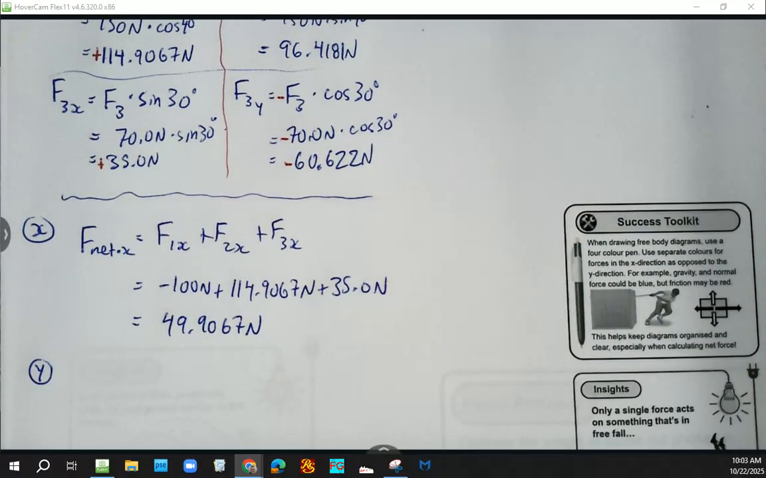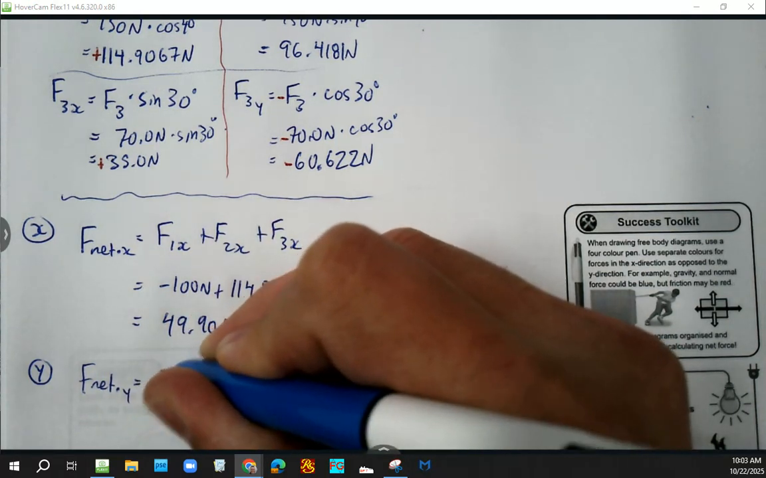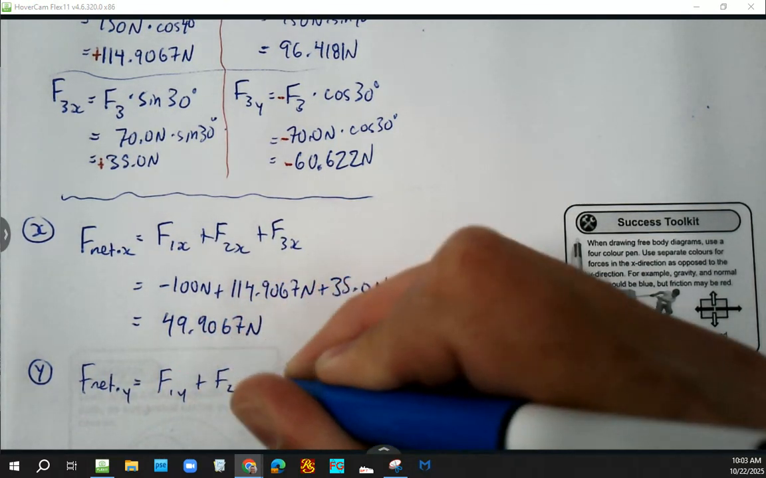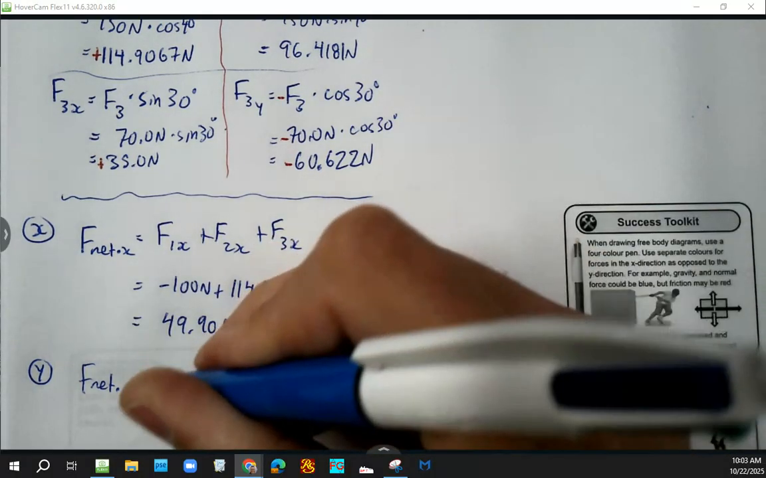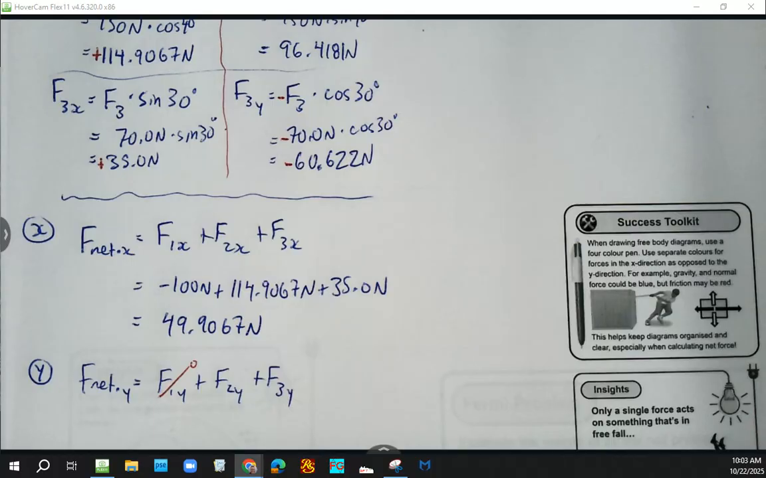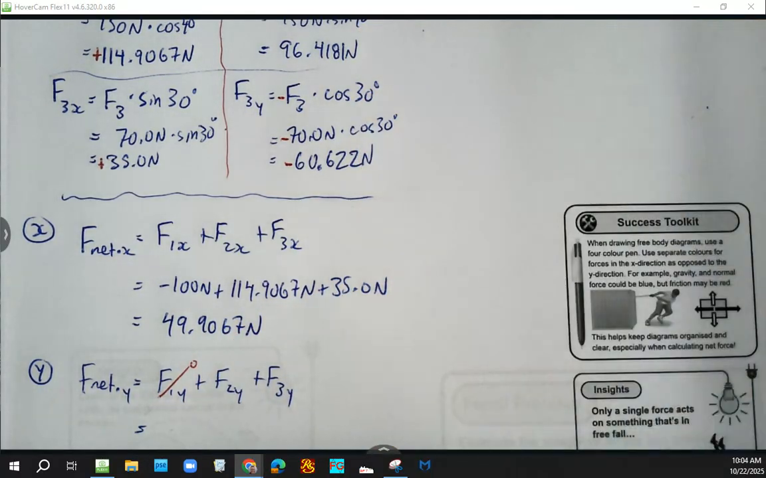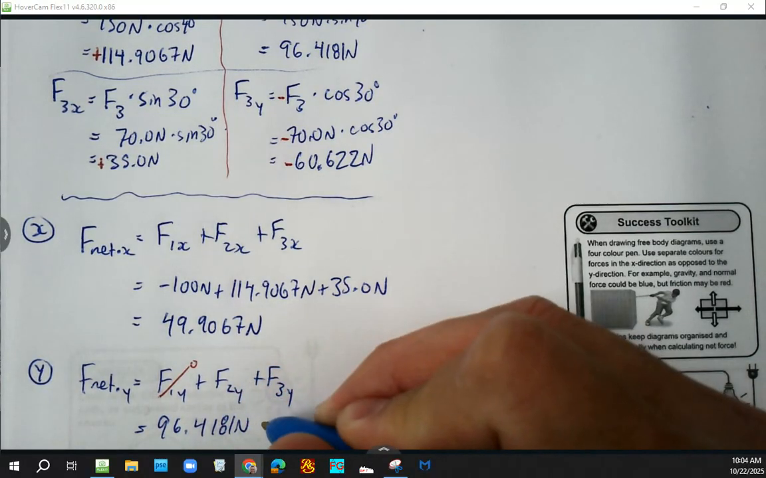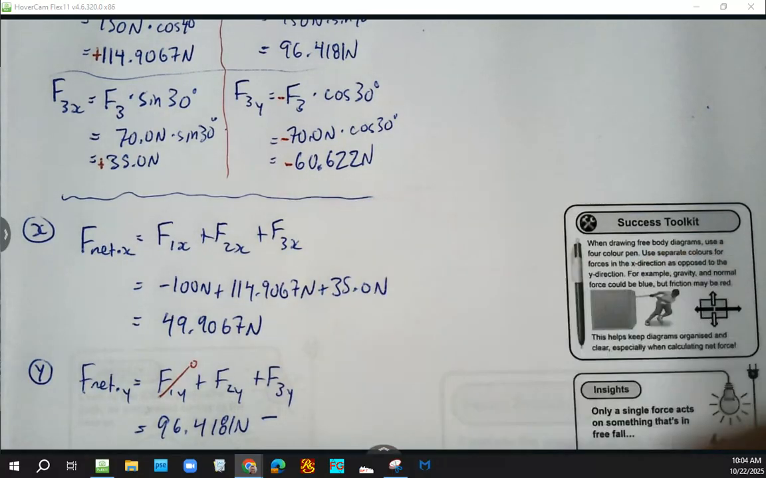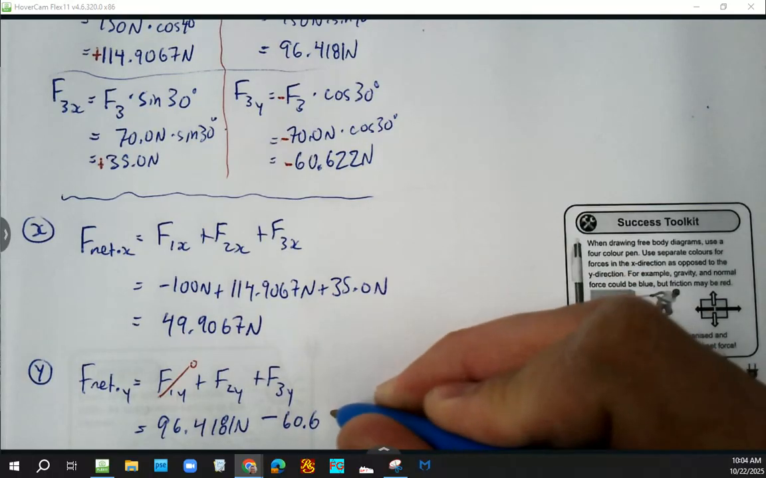So if we're going to find the x component's sum, then we're going to find the y component's sum. So that's our column over here that we're going to pull down. F net y equals F1y plus F2y plus F3y. F1y was 0, so that's nice. But the other ones, we've got F2y and F3y, so 96.4181 newtons minus, because that one's a negative, 60.622 newtons.